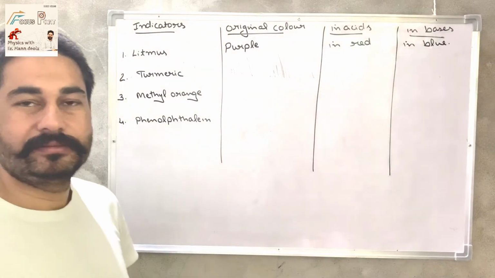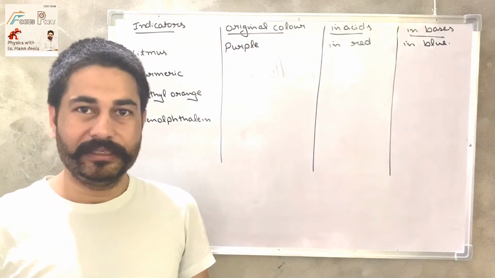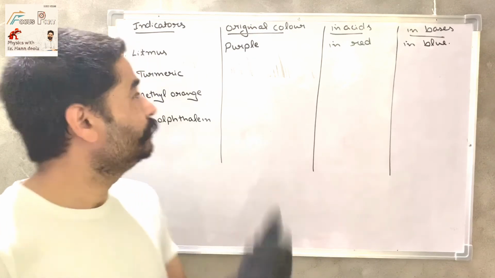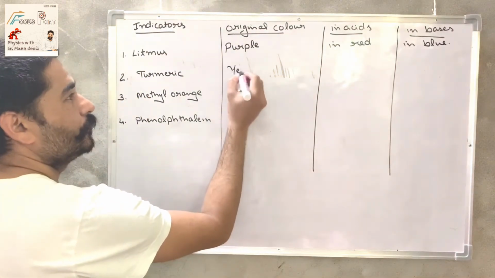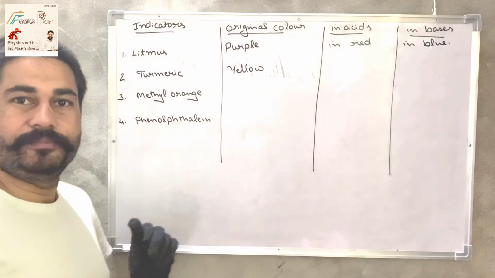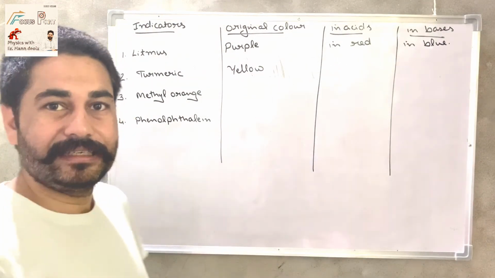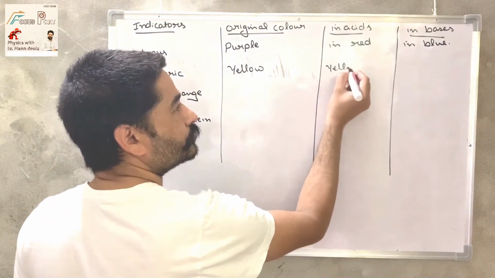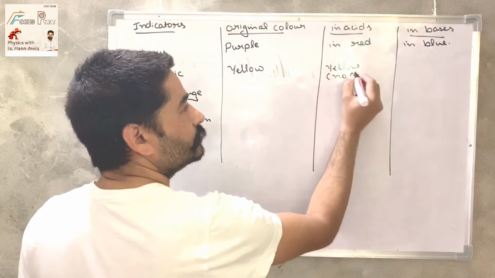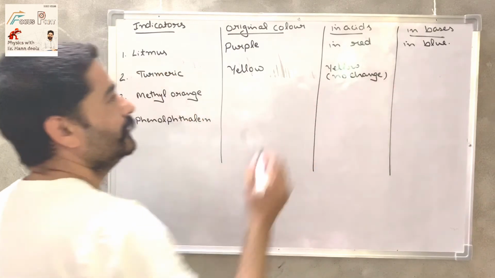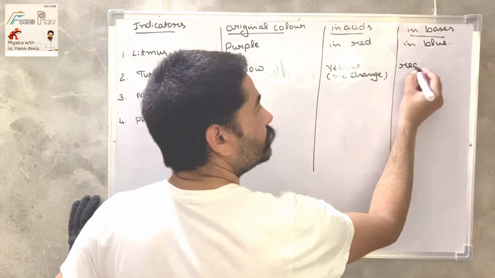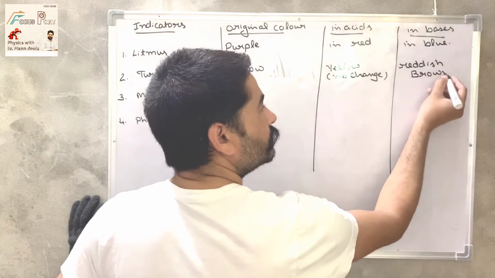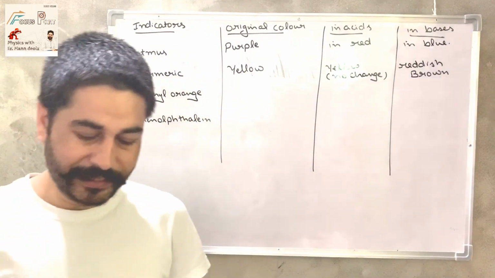Next is turmeric. The original color of the turmeric you already know, it is used in homes. The original color is yellow. In acids, it does not change its color. It will remain yellow, no change. Whereas in bases, it will change into reddish brown. Reddish brown.